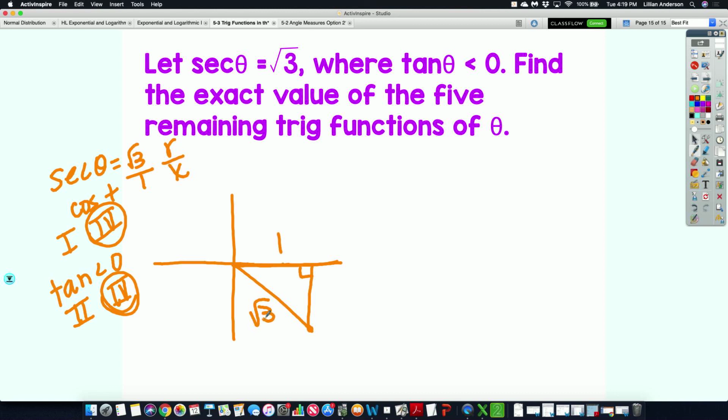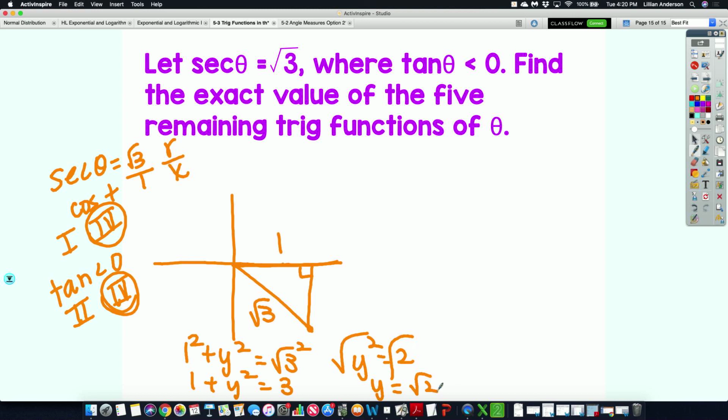So now we're going to have to use Pythagorean Theorem, but this time instead of looking for the hypotenuse, we are going to be looking for the value of y. So then that's going to be 1 squared plus y squared is equal to the square root of 3 squared. So this becomes 1 plus y squared is equal to 3. Y squared is equal to 2. So then you take the square root and you get y is equal to the square root of 2. But because it's in the fourth quadrant, y is going to be negative. So now we have that r is the square root of 3, x is 1, and y is negative square root of 2.